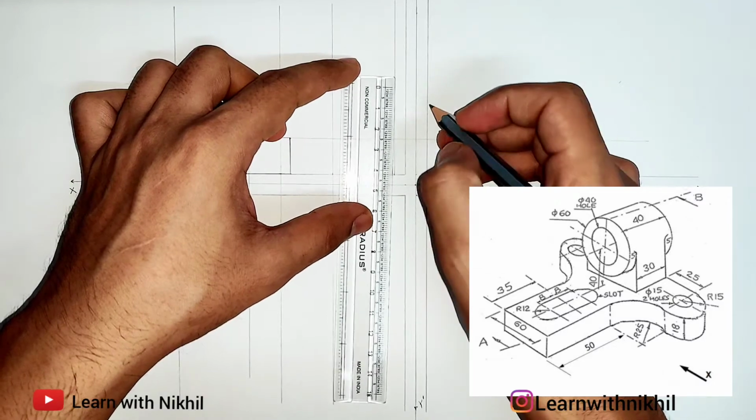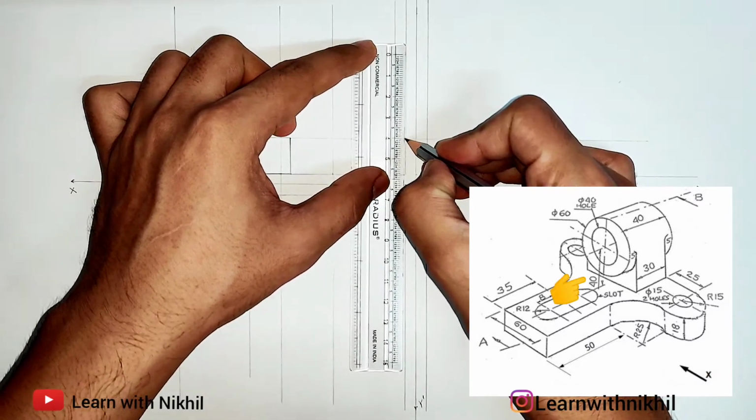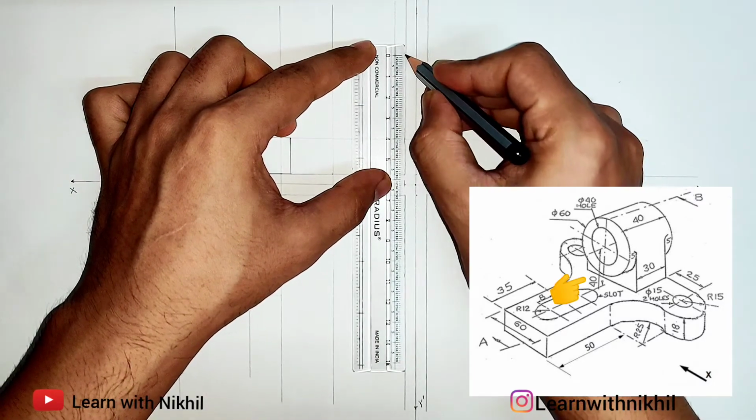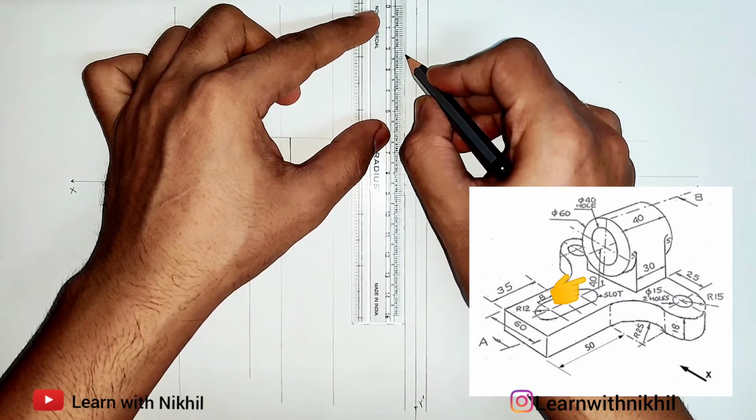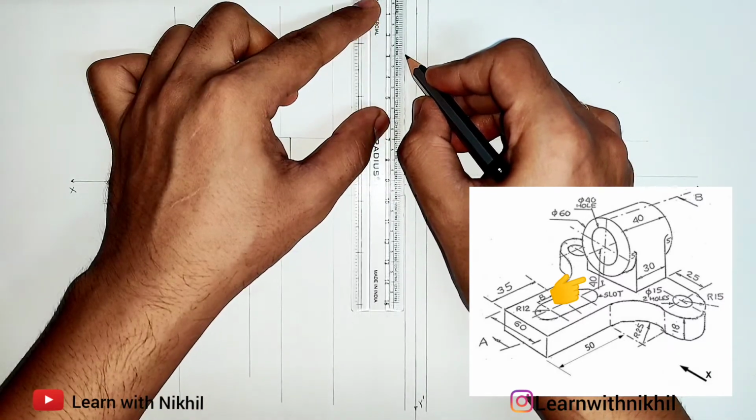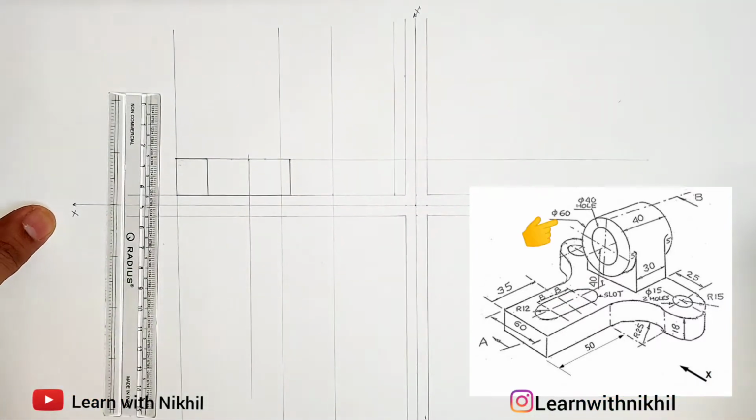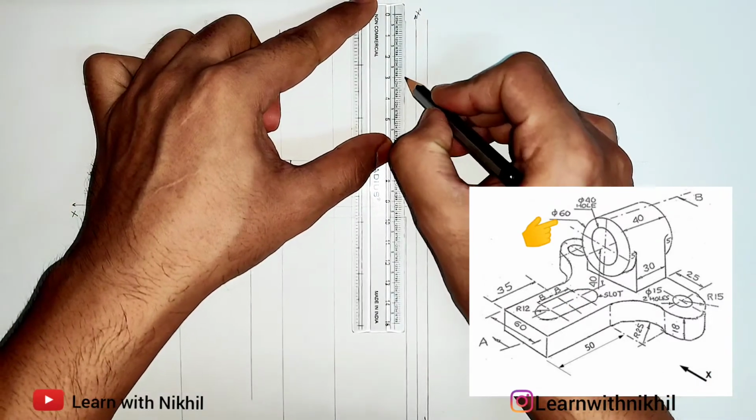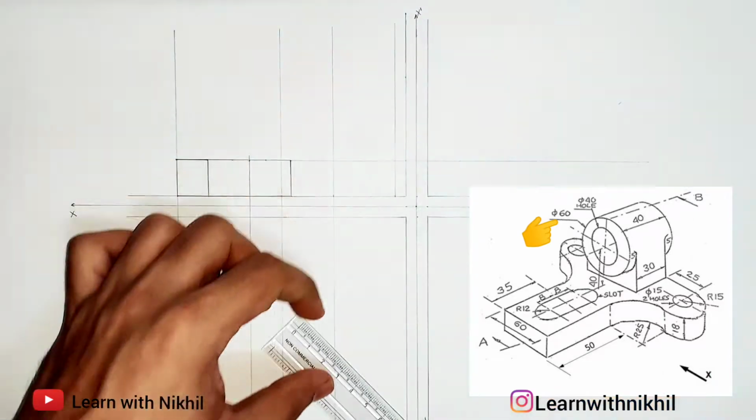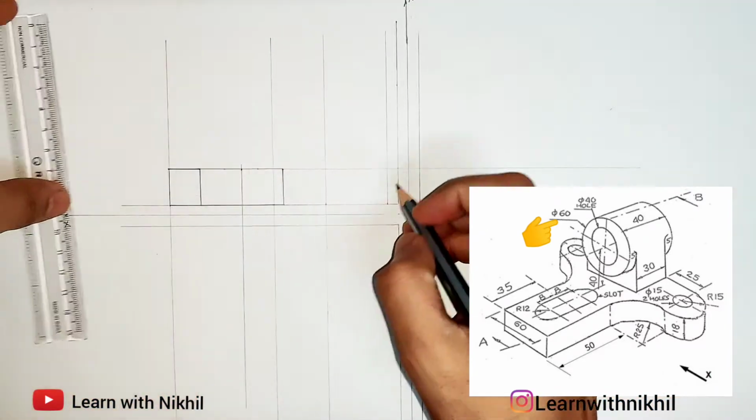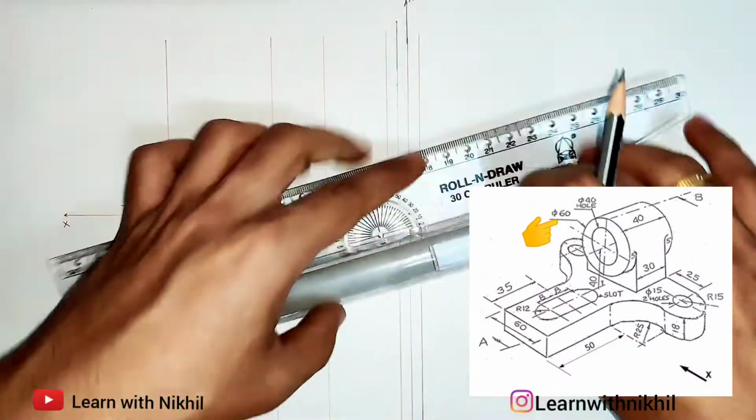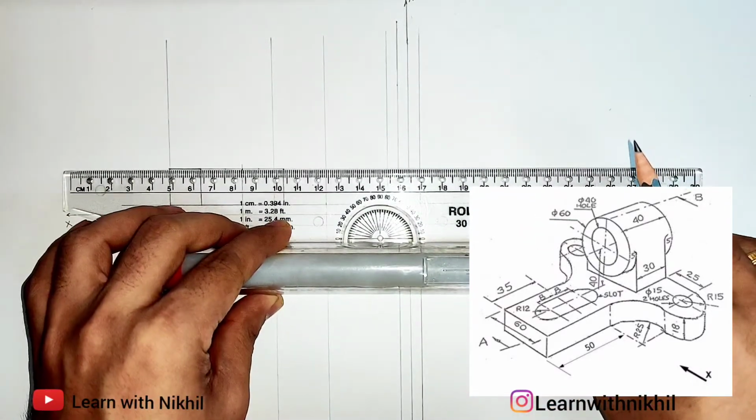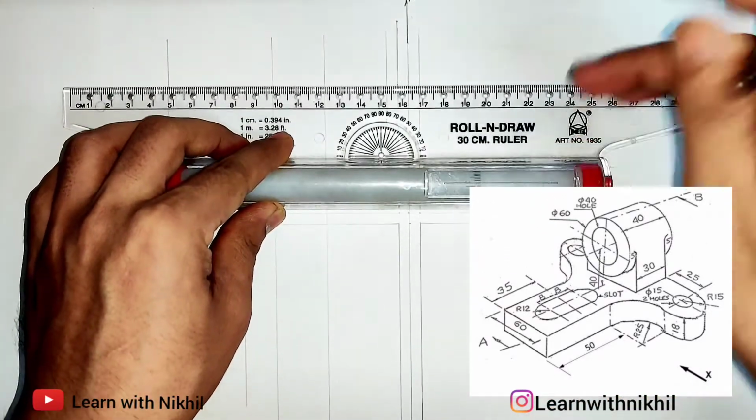Now next, from this point at a height of 40 we'll mark a point that will be the center of the circle, and through that point above, at a height of 30, we'll mark a point. We got 30 because the diameter given is 60, so the radius is 30. I'll draw a line through those points also.